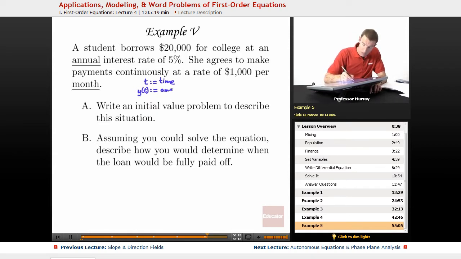Amount owed at time t. And I should put some units on here. So my time, there's sort of two ways you could go with this, because there's an annual interest rate, but then she's making payments every month. So we have to decide which one we want to use here. And I think it'll be a little easier if we work in terms of months. So we'll measure time in months. And then the amount that she owes, we'll measure that in dollars.